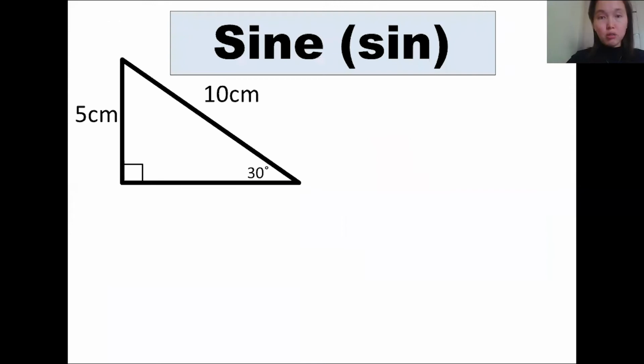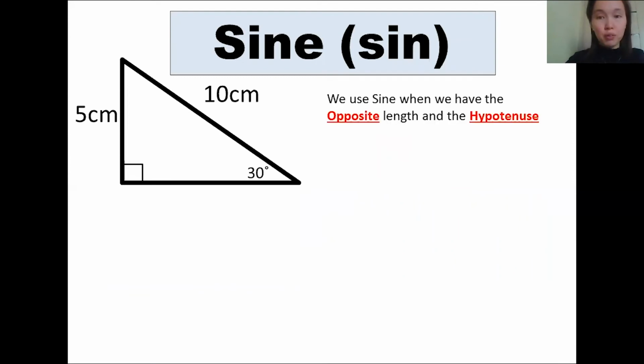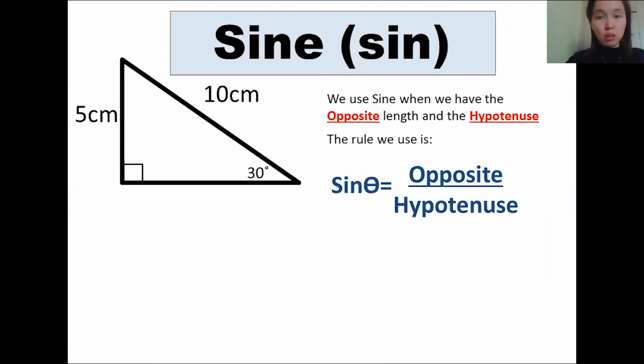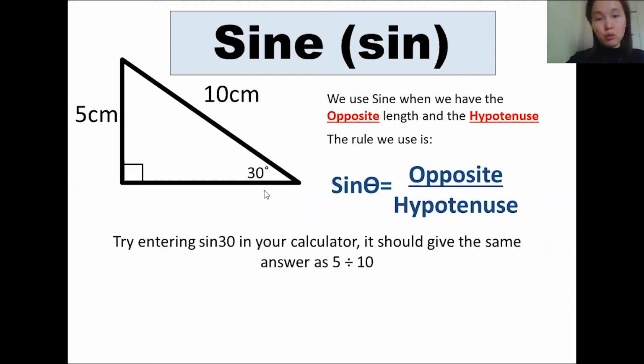Okay, let's talk about the rules of the main functions. First, we'll start with the sine rule. We use sine when we have the opposite length and the hypotenuse. Here, sine 30 degree is equal to 5 over 10, opposite side over hypotenuse. So you know that sine 30 degree is equal to 1 over 2, and we get it from this ratio.